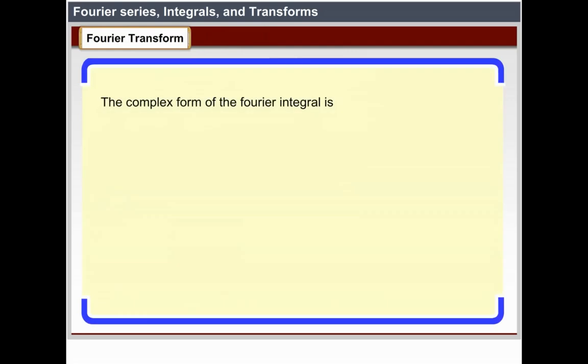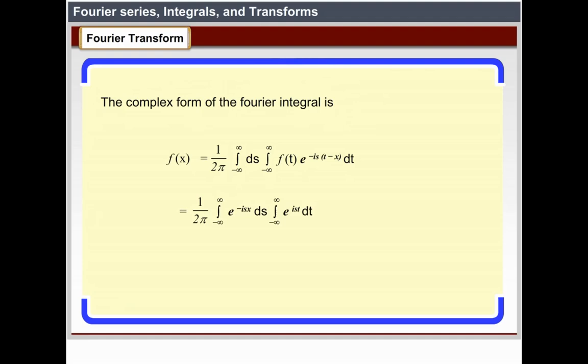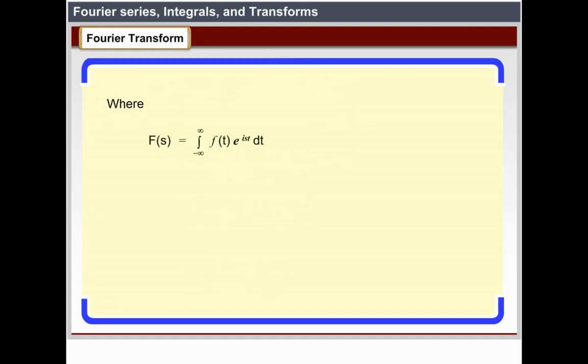Fourier transform. The complex form of the Fourier integral is f(x) = 1/2π ∫ from −∞ to +∞ ds ∫ from −∞ to +∞ f(t) e^(−is(t−x)) dt = 1/2π ∫ from −∞ to +∞ e^(−isx) ds ∫ from −∞ to +∞ e^(ist) f(t) dt = 1/2π ∫ from −∞ to +∞ F(s) e^(−isx) ds, where F(s) = ∫ from −∞ to +∞ f(t) e^(ist) dt.